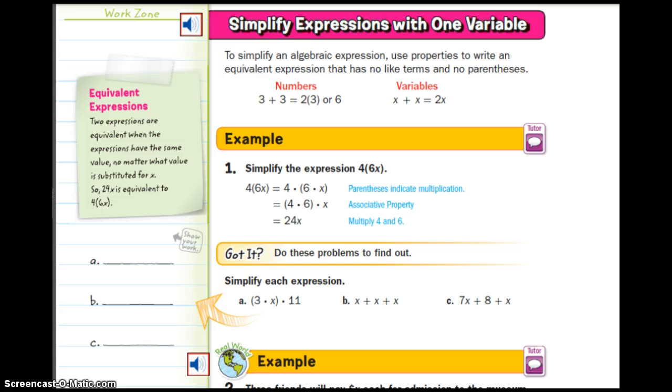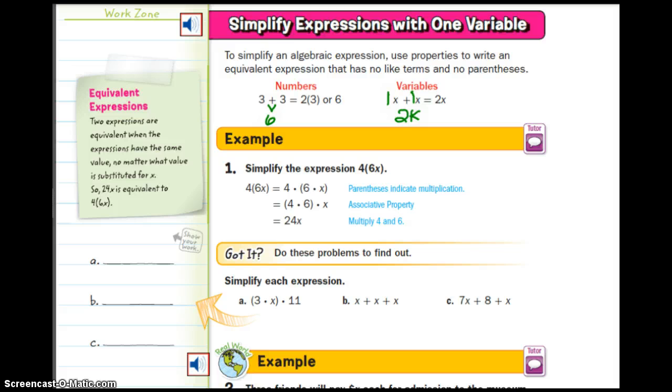So just as you would simplify a numerical expression, 3 plus 3, which is 6, you would do the same thing with a variable. So x plus x, there's a 1x and another x. Combined makes 2 x's.